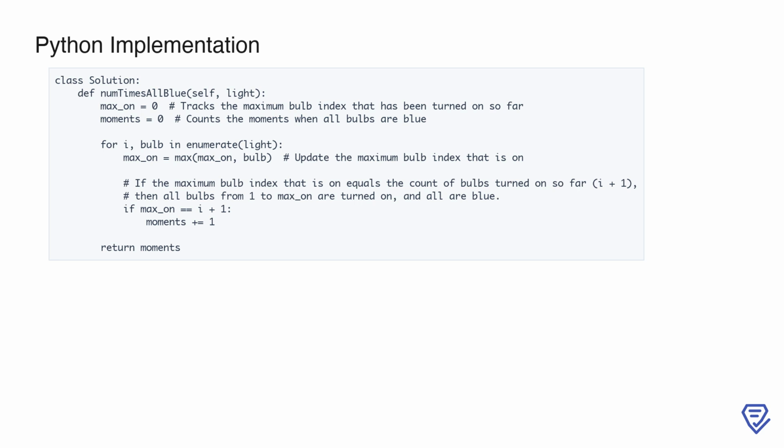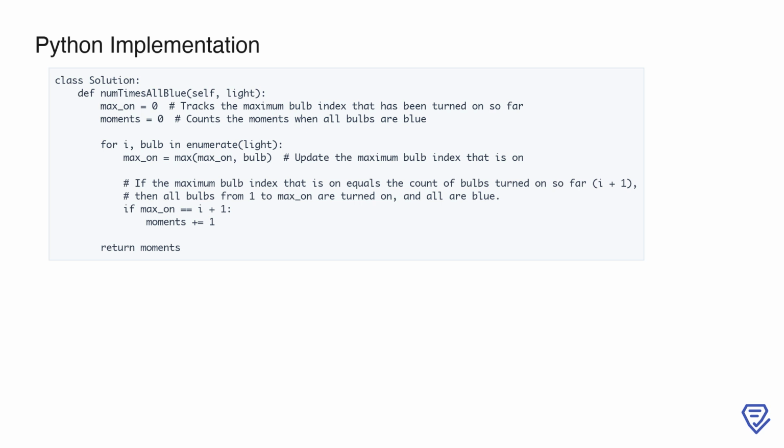3. Condition for all bulbs being blue. At each moment, we check if max_on equals i plus 1. This condition ensures that all bulbs between 1 and max_on are turned on, because i plus 1 represents the count of bulbs turned on so far. If the condition is met, it means all active bulbs are blue, so we increment moments.